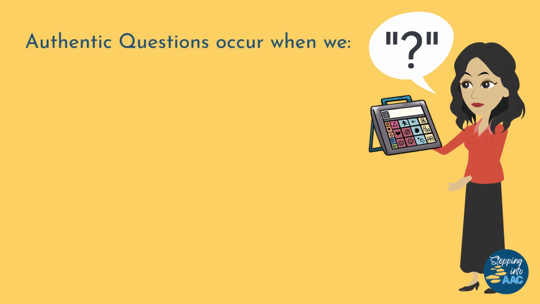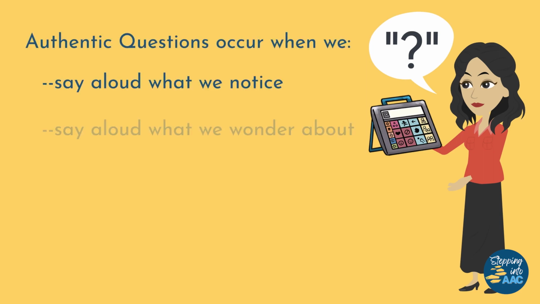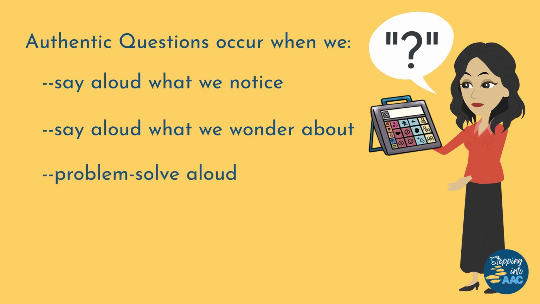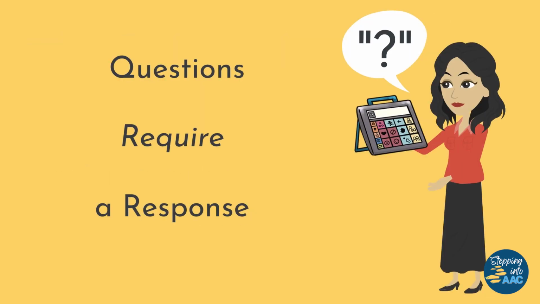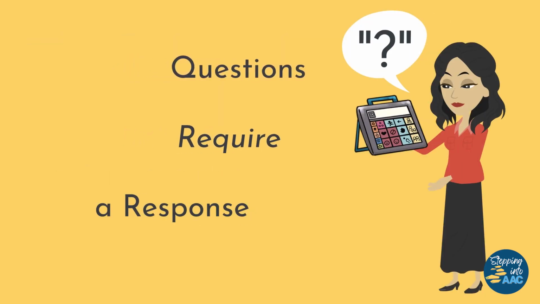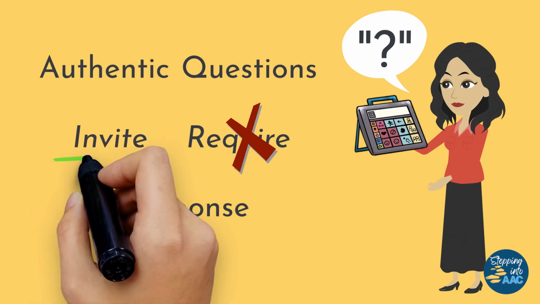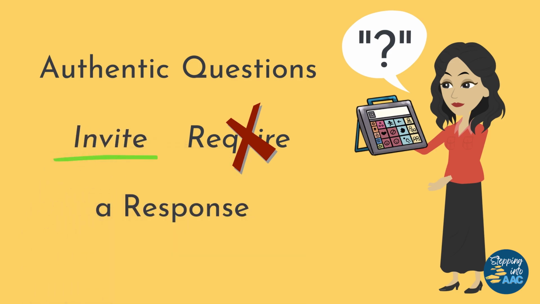Authentic questions occur when we say aloud what we are noticing, wondering about, or problem solving. It's also when we demonstrate our own curiosity. This is in contrast to asking questions for the purpose of getting a response. Authentic questions may invite, but do not require a response.